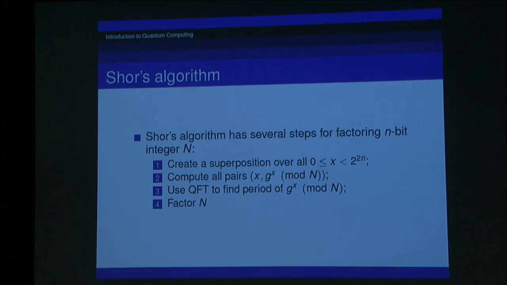So Shor's algorithm has several steps for factoring an n-bit integer. First thing you do is create a superposition of all possible x's. Then you compute all pairs x, g to the x mod n. And then you use the quantum Fourier transform to find the period. And once you do that, you factor. This range has to be large enough that you'll go through several periods. If you only had x between 0 and 2 to the n, you'd only see one period and you wouldn't even notice a pattern. So that's why it has to go through a larger range.